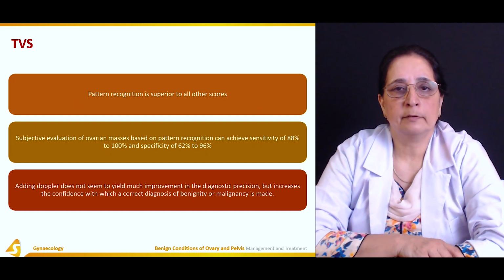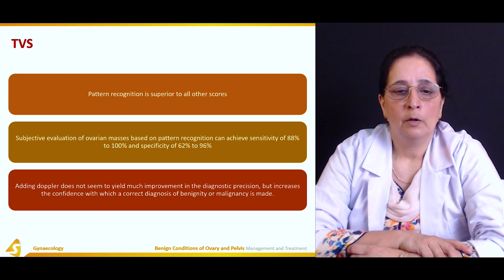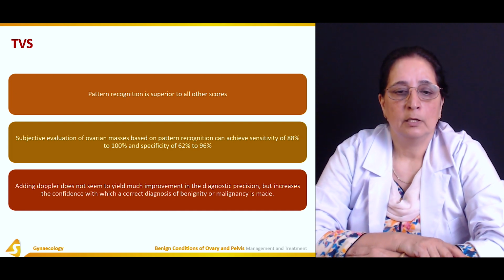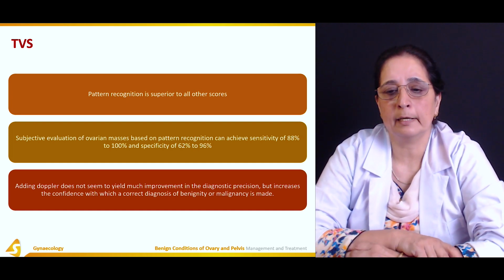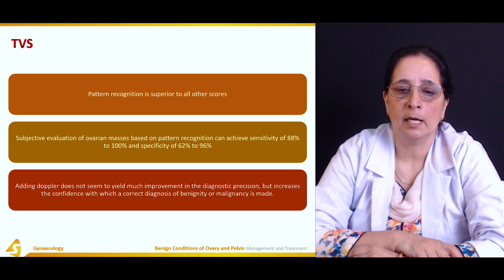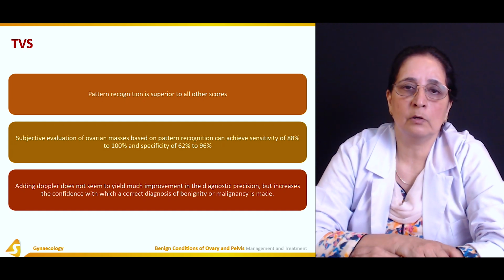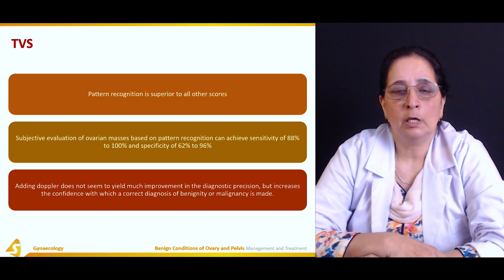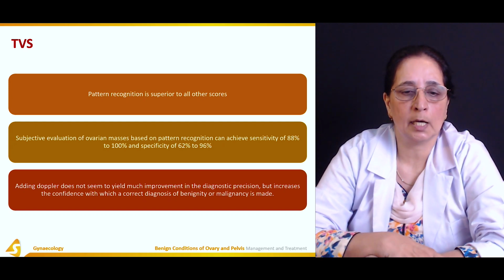Then on transvaginal sonogram, usually pattern recognition is done, which is to find out what the pattern of the masses is. So subjective evaluation of ovarian masses is done based on pattern recognition. Usually the sensitivity of this testing is 88% to 100%, and specificity is 62 to 96%.